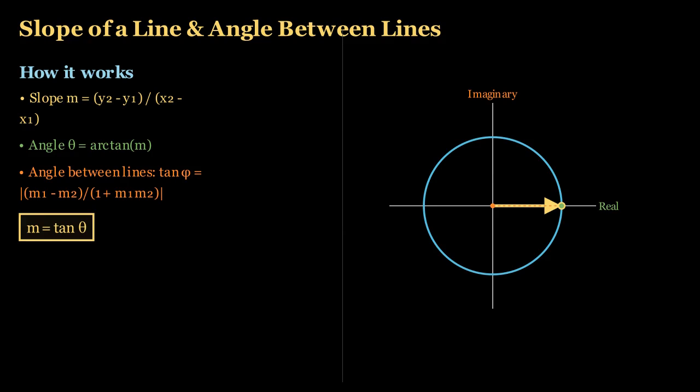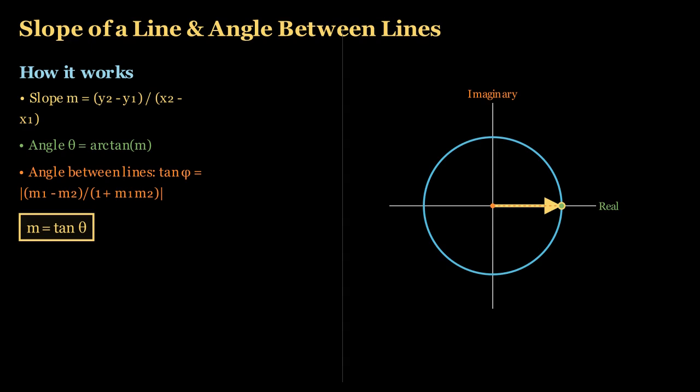Let's solve a concrete problem. Suppose you have two lines, the first is y equals 2x plus 1, and the second is y equals negative x plus 3. What is the angle between them? First, identify the slopes. For the first line, the slope m1 is 2. For the second, m2 is negative 1. Now plug these into the angle formula.